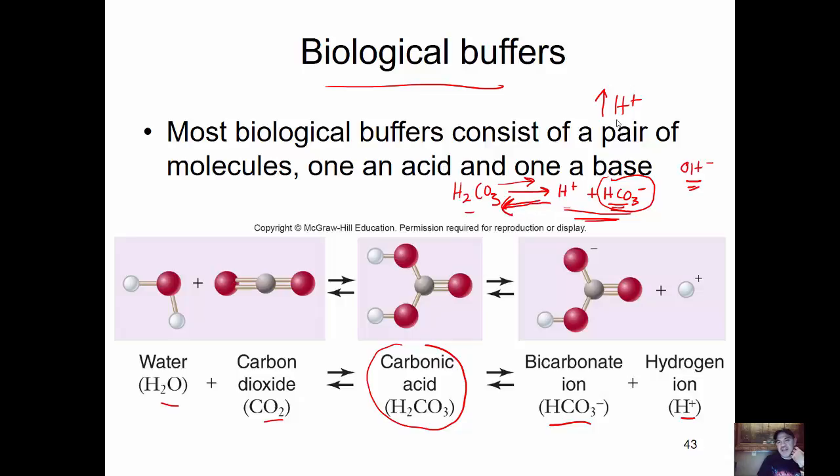So what does that do? That helps reduce the amount of free hydrogen ions in there as you're adding more. So this system can go either way depending on if you're adding a base or if you're adding an acid. And the overall effect here is that the buffer prevents pH from changing significantly. So there's your buffers there.